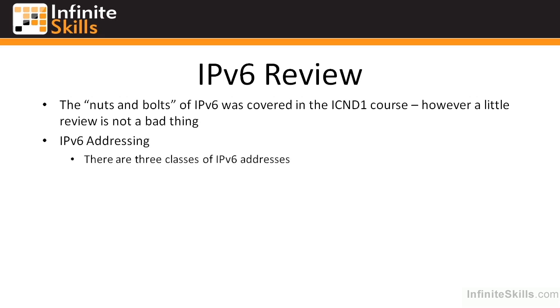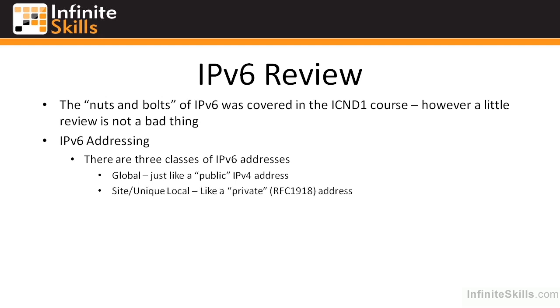Now, as you'll recall, there are three basic classes of IPv6 addresses. There's a global address, and that's just like a public IPv4 address. It is globally routable on the internet. Anyone can get to it. We also have a site local or a unique local address. That's like a private RFC 1918 address in IPv4. And these addresses come from a routing prefix that is reserved for local addresses or for testing.